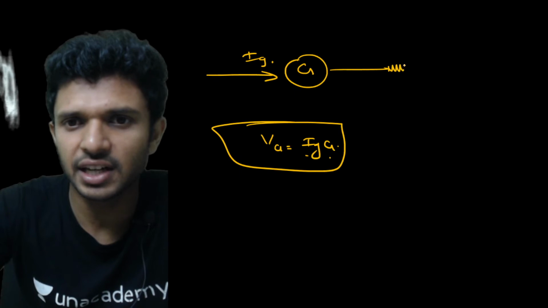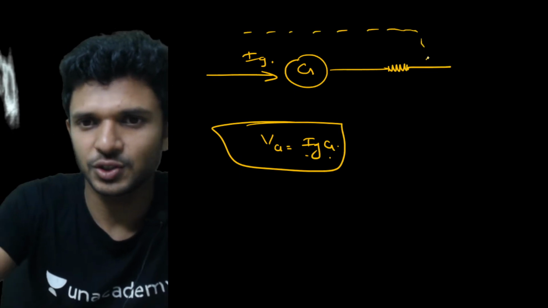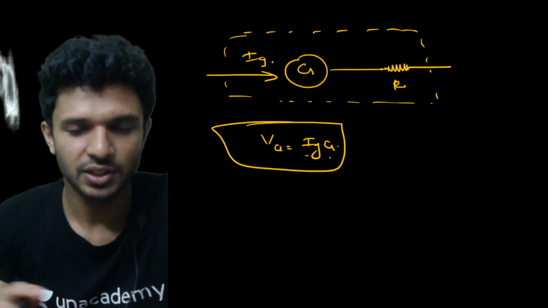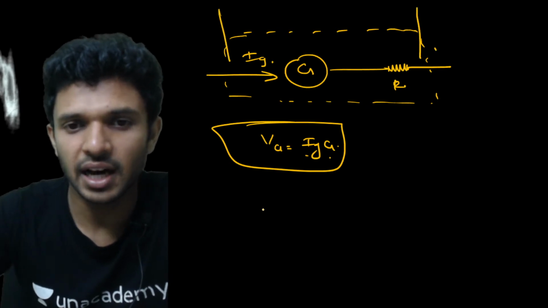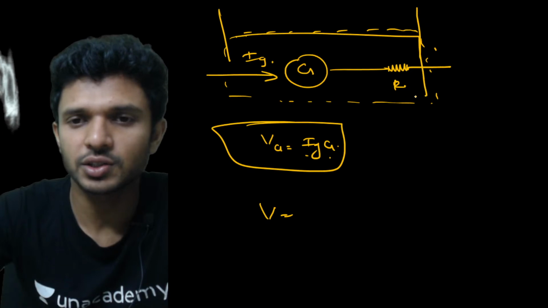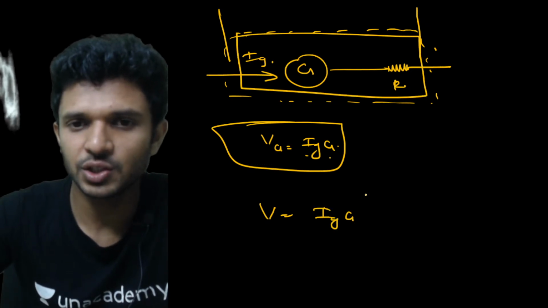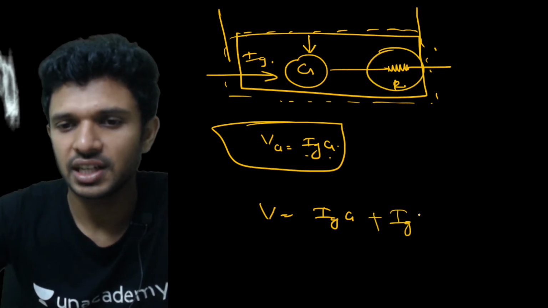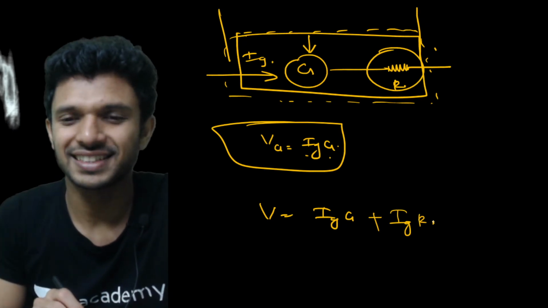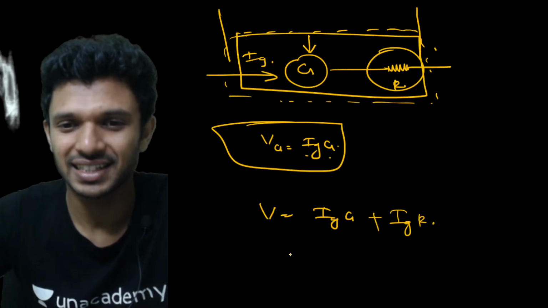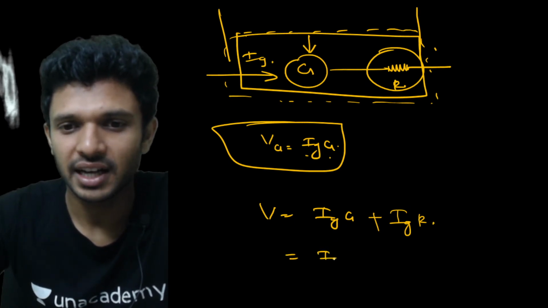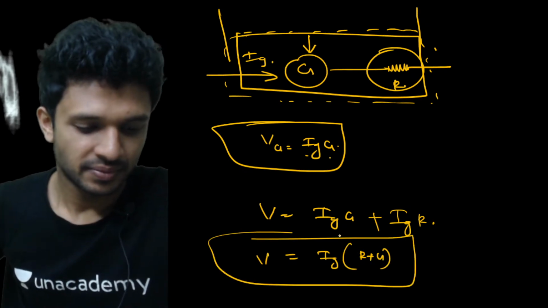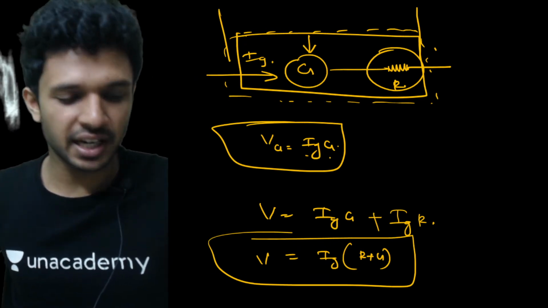So to drop a very large voltage across it, what will you do? You will be connecting another large resistor in series with it. So what happens? Now the total voltage dropped across both of them will be equal to Ig into G, the voltage dropped across the galvanometer, plus Ig into R, the voltage dropped across the resistor. So this becomes Ig into (R plus G) is equal to V. Chapter over. Understood?